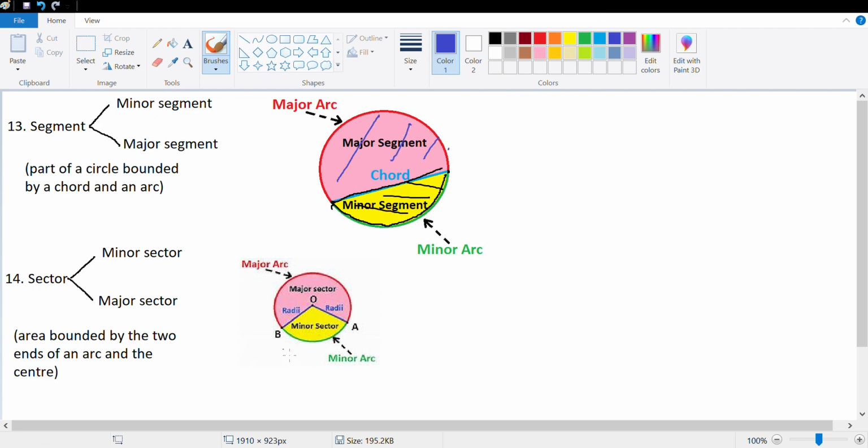Next, sector. Sector is the area bound by the arc and the center of the circle. So the area bound by the arc and the center. Obviously, the smaller part, which is the minor arc, the area is the minor sector. Major arc, the area is the major sector. Next one.